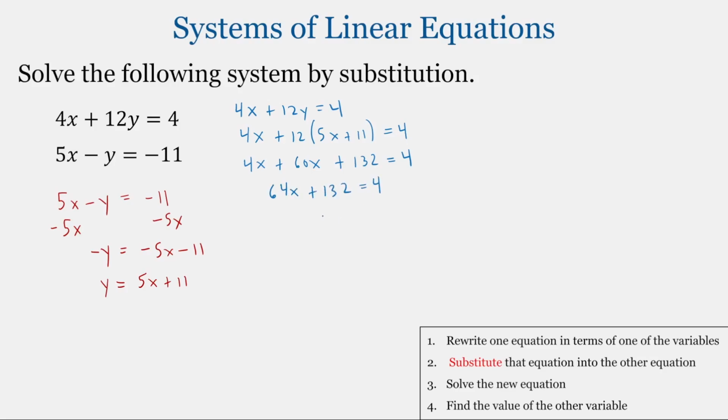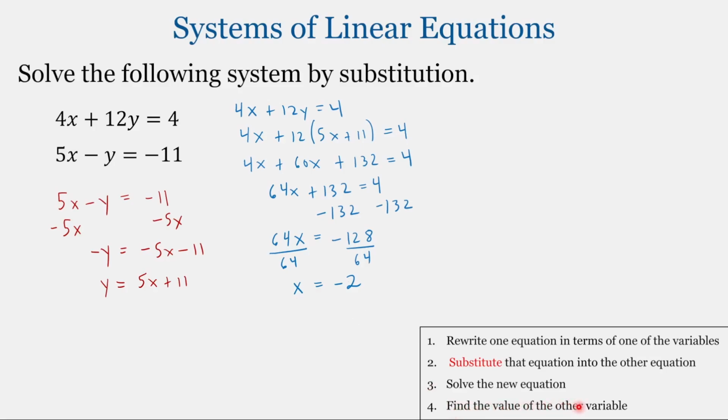And now we want to solve for x. We're going to get the x all by itself, so we're going to subtract 132 from both sides. This results in 64x equal to negative 128. And then dividing both sides by 64, we get 1x, or x, equal to negative 2.